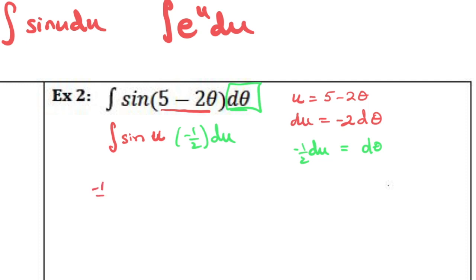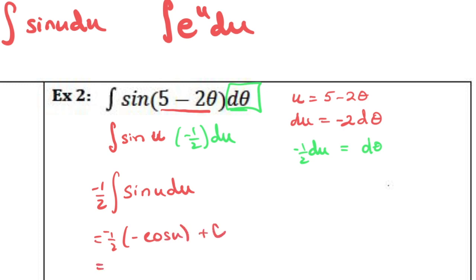Factor that negative 1/2 out of the problem. You're left with the antiderivative of the sine of u du. And of course, the antiderivative of the sine of u is going to be your negative cosine u. Don't forget plus c. Clean it up a little. We have 1/2 cosine. Replace the u. Go back to your original declaration of 5 minus 2 theta. And then we'll have our plus c.